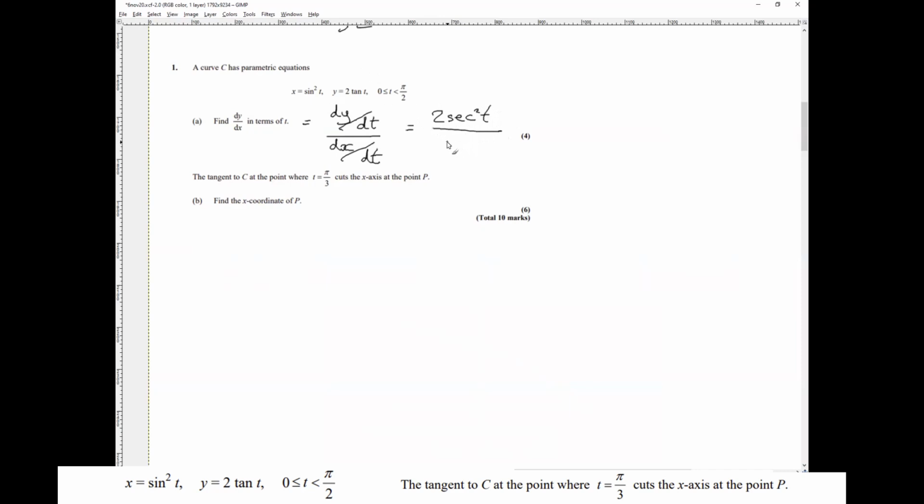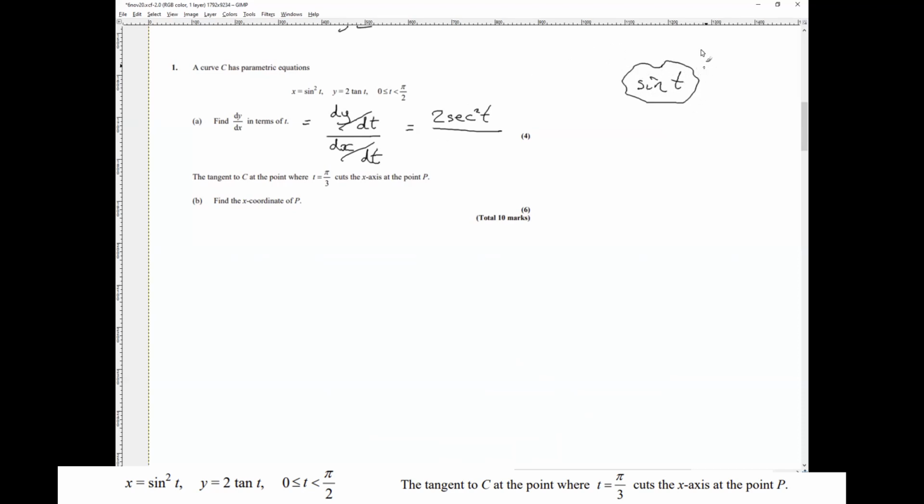And now that's over, would it be cos squared t? No, that would be a bit naughty. You're saying because the derivative of sine is cos, I'll just have the square of that. No, you've got to think of sine squared as a composite where sine is the inner function.